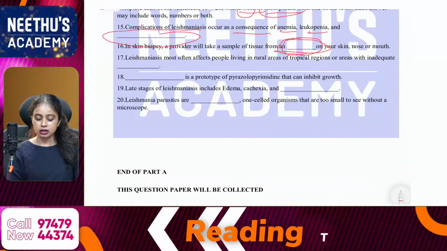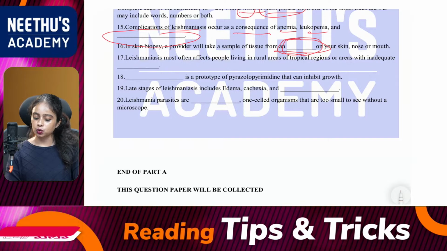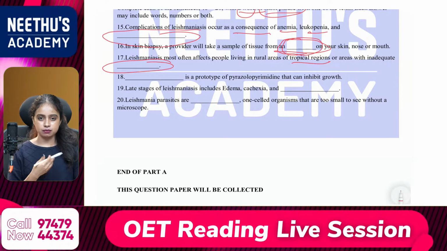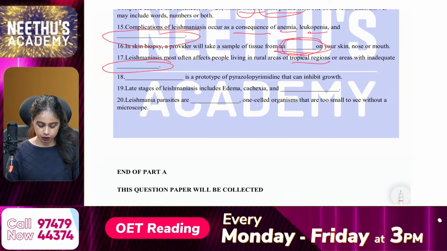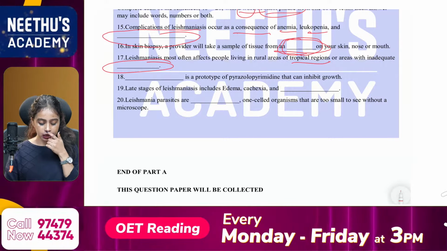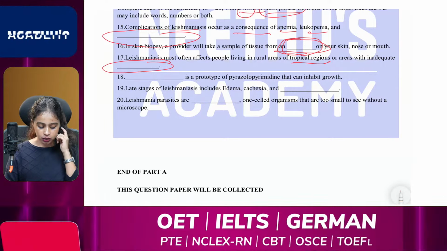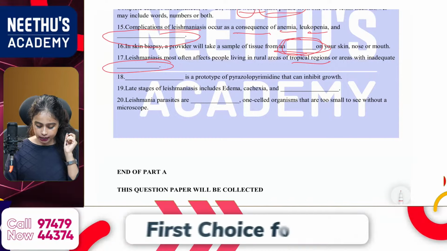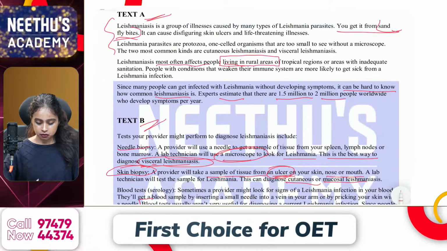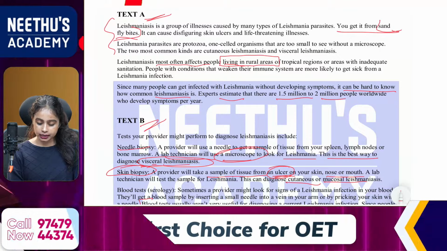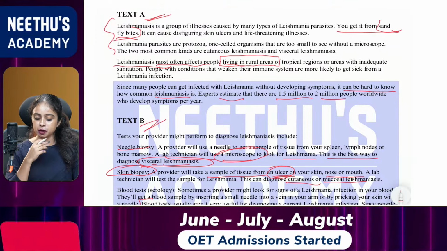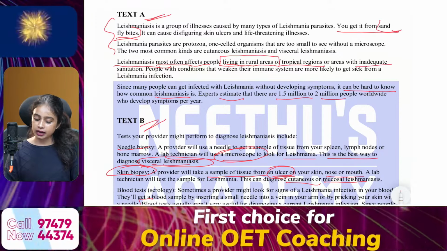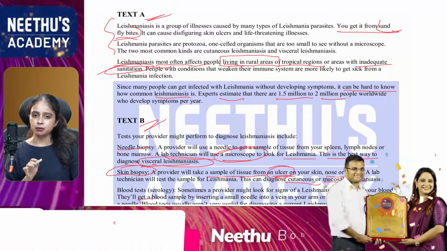Okay. 17th. Leishmaniasis most often affects people living in rural areas of tropical regions or areas with inadequate dash. So what is the missing word? Okay, Priya, yes, correct. It is from text D. Yes, guys. Okay, Jubi, ulcer, okay. Answer should be sanitation. Yes, Tessie, Bimsi, yes, very good. Sanitation should be the answer. That is from text A. Where is it mentioned? The third para, right? Leishmaniasis most often affects people living in rural areas of tropical regions. So those are the keywords from the question. Of areas with inadequate sanitation. So answer should be sanitation from text A.